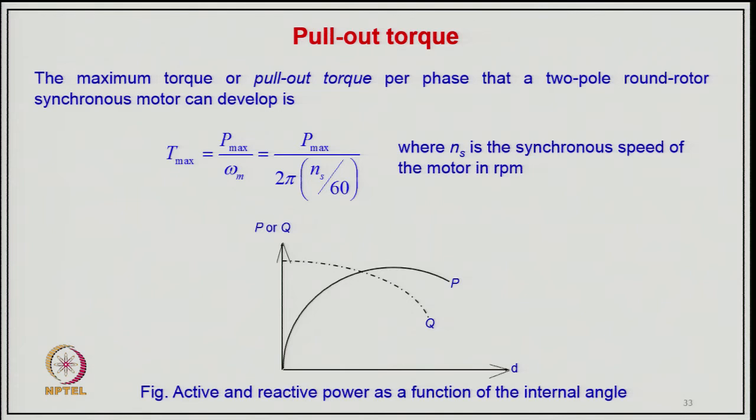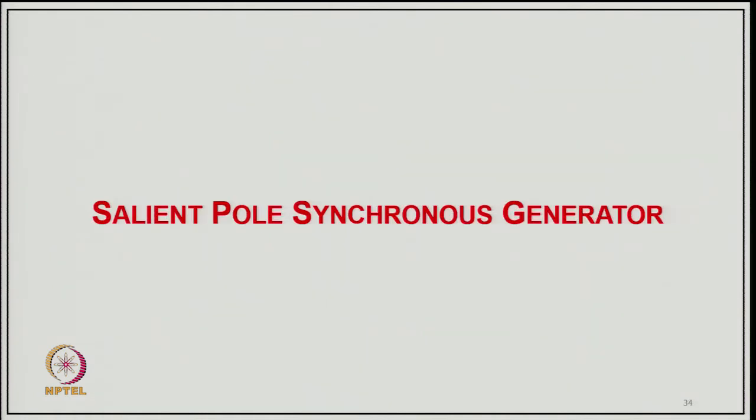And the maximum torque or pull out torque per phase of a 2-pole motor can be had as Tmax equal to Pmax upon omega, that is Pmax upon 2 pi ns upon 60, where ns is the synchronous speed of the motor. And you can have a plot with delta, Q and P here, the active and reactive power as a function of internal angle delta.